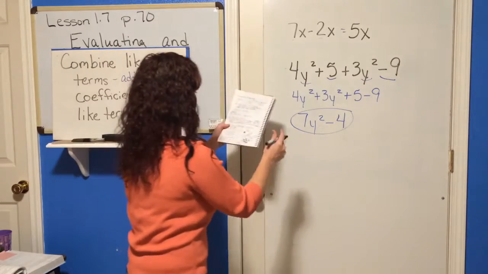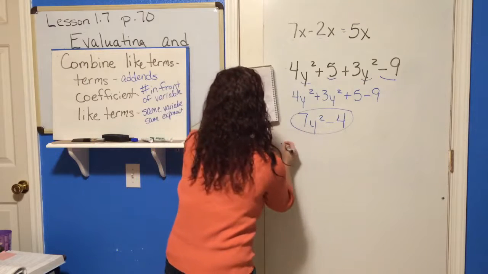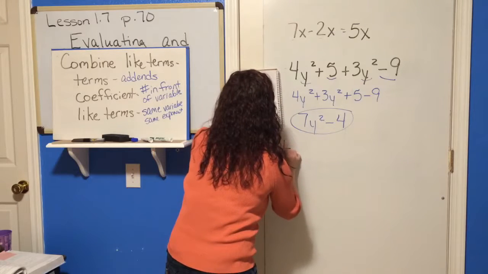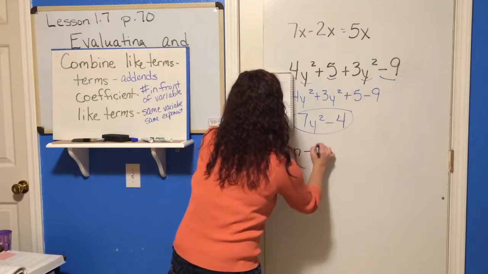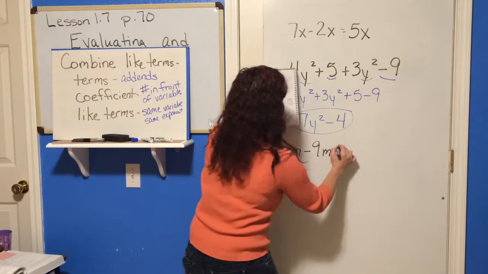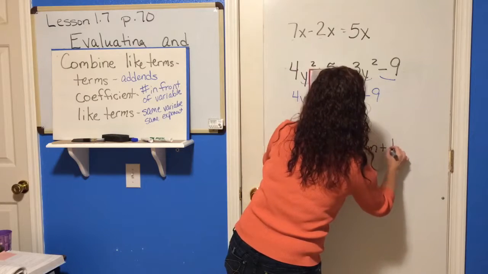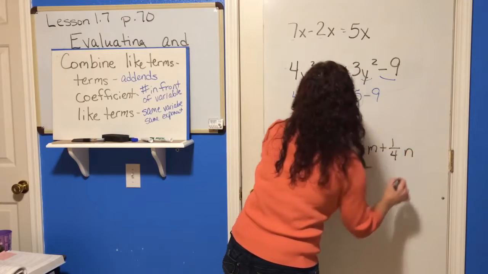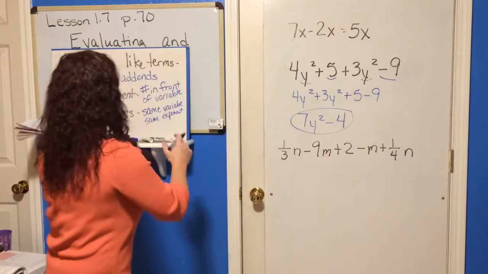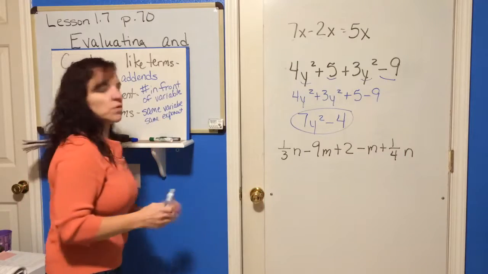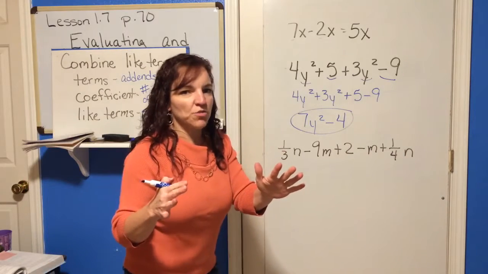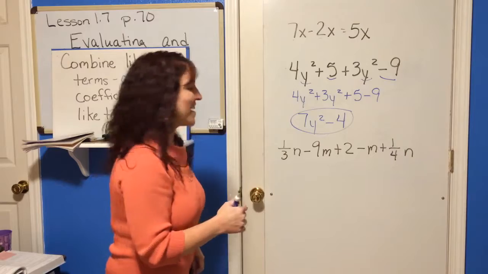Let's do one more. Let's do a tricky one. 1/3 n minus 9m plus 2 minus m plus 1/4 n. Whoa! All right, and don't stop on me just because there's fractions. You can do this. All right.